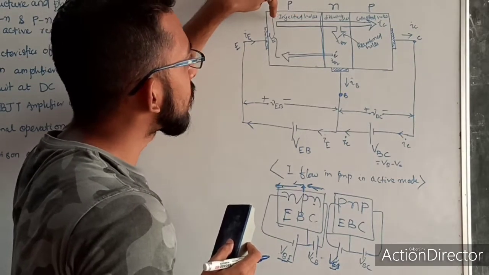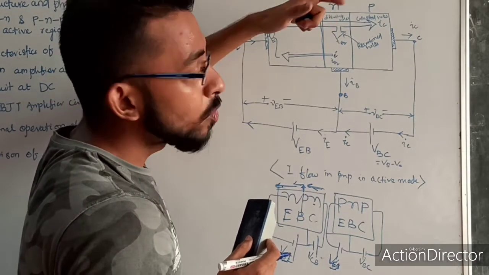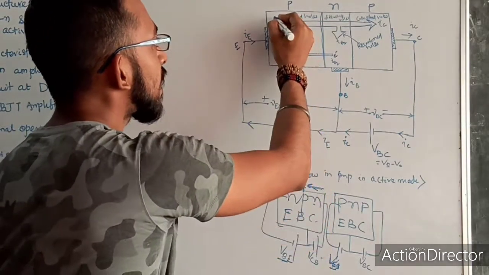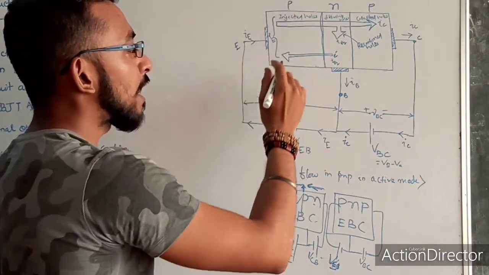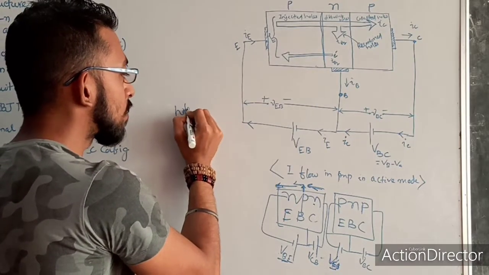Here holes will be injected from emitter through base to collector. So the current in p-type material will mainly depend upon holes.